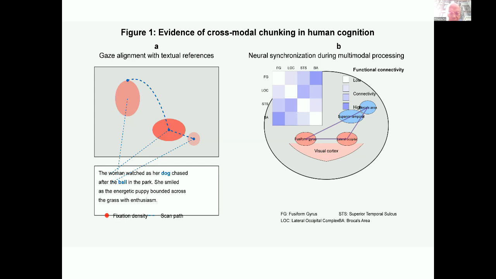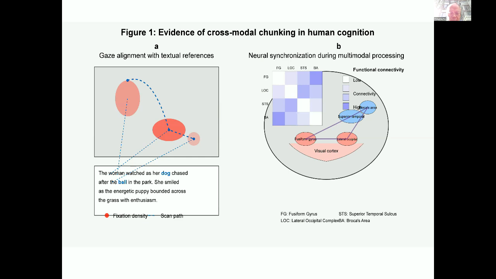When the participants read "the woman watched as her dog chased after the ball in the park," their gaze immediately shifted to the corresponding elements in the image. You can see concentrated attention on the woman, the dog, and the ball mentioned in the text.